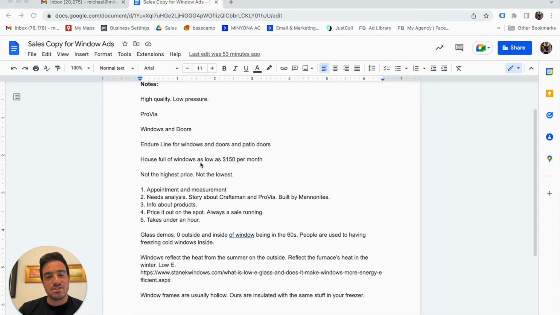So I wrote down house full of windows as low as $150 per month, because in at least one of the ad variations, I am going to make at least some version of this sentence a headline or something front and center in the ad itself. So it's the first thing people see when they encounter my clients' ads on Facebook and Instagram and other places. So this is huge, okay?